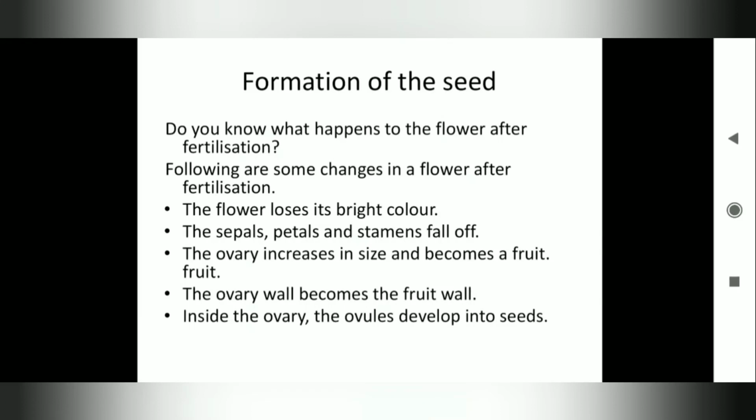Formation of seed. Do you know, children, what happens to a flower after fertilization? There are some changes in a flower after fertilization. First, the flower loses its bright color. The sepals, petals and stamens fall off. The ovary increases in size and becomes a fruit. The ovary wall becomes the fruit wall. Inside the ovary, the ovule develops into a seed.